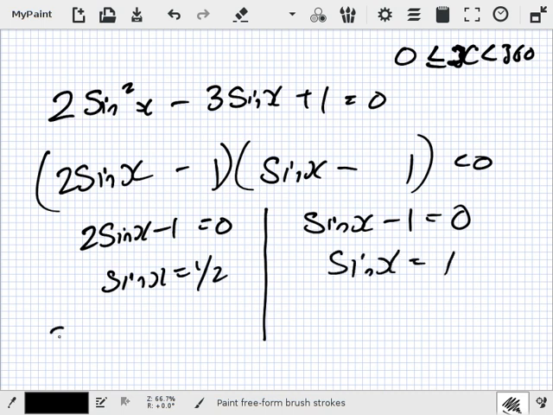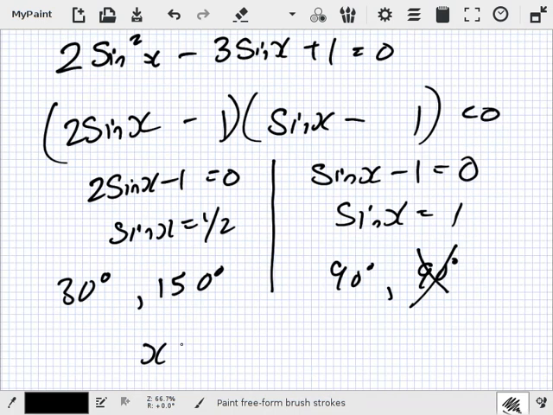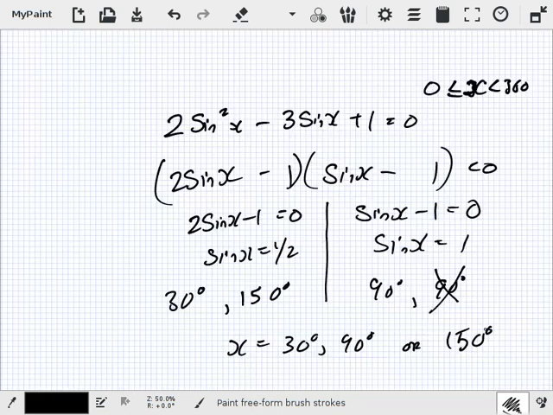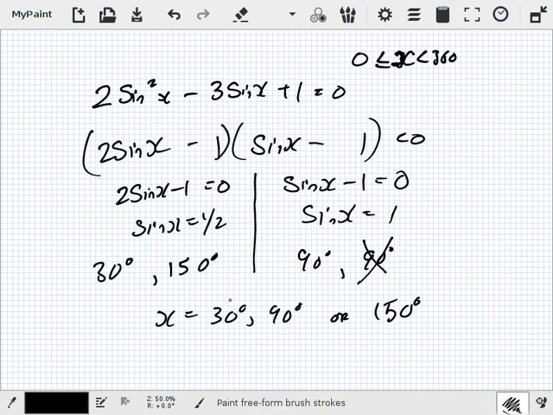So here this is 30. We actually have this one already. It's 30 and 150. Sine inverse of 1 is 90. And the second answer is 90, because it's 180 minus 90. So actually, repeated, it's redundant. So we have 3 answers to this equation. So either x is 30, 90, or 150. Okay, so that's a quadratic one.